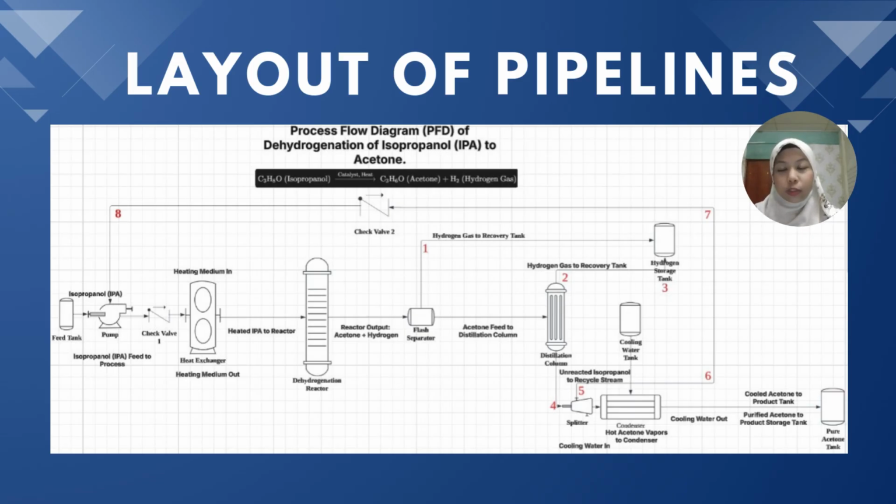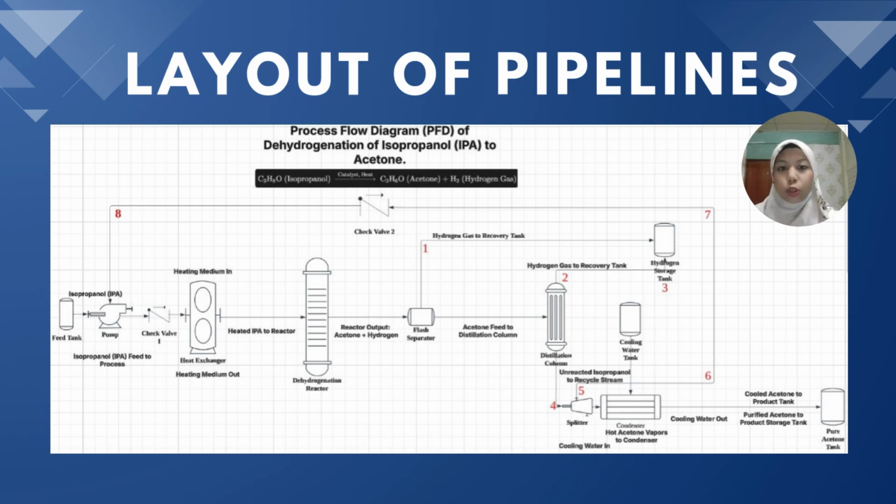Now I'll be presenting the layout of pipelines. In our layout of pipelines, we have 10 pipelines, and I also inserted two tap valves, which are after the pump and at the recycle stream, to prevent the backflow of the products. If you notice, we have inserted red colored numbering, which symbolizes where our fittings are, and there are a total of 8 fittings that we use.